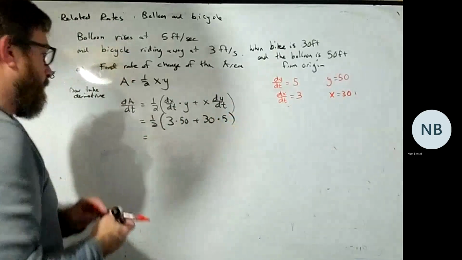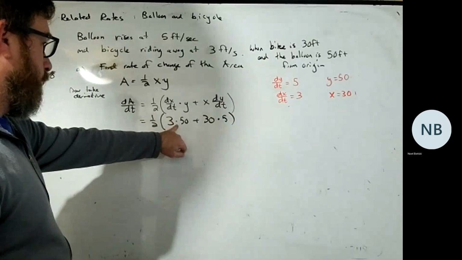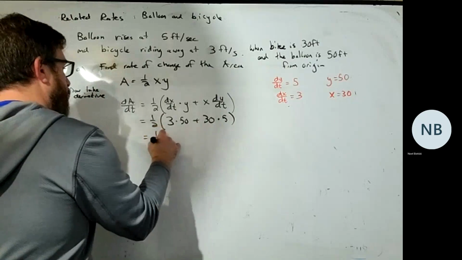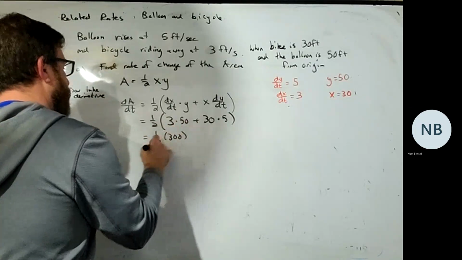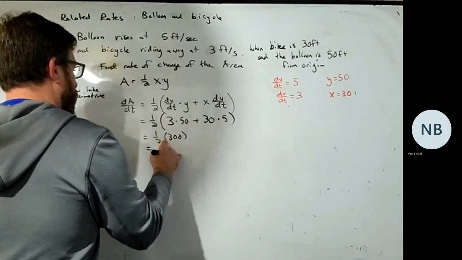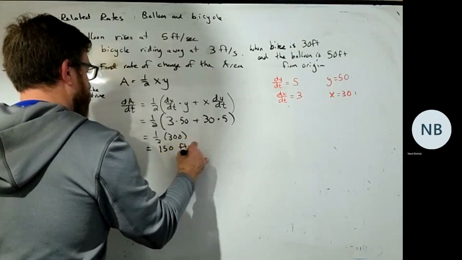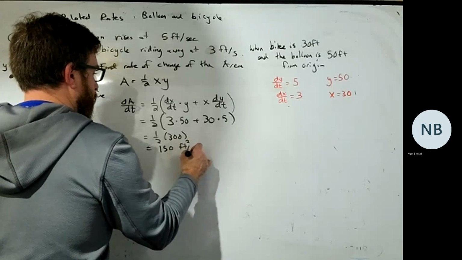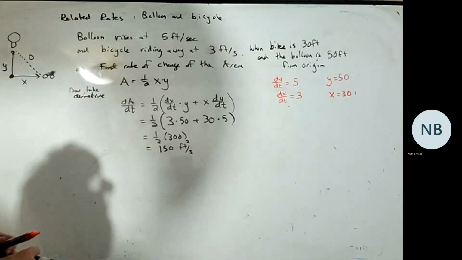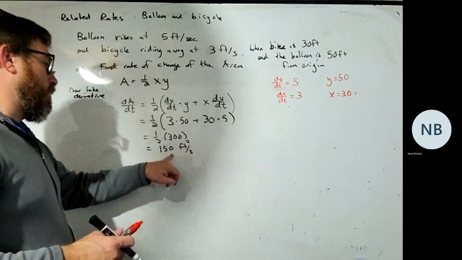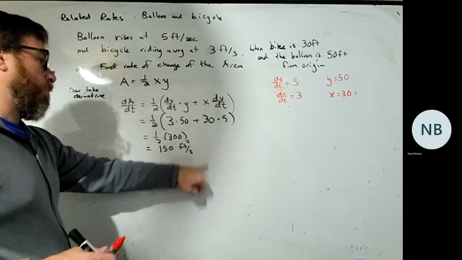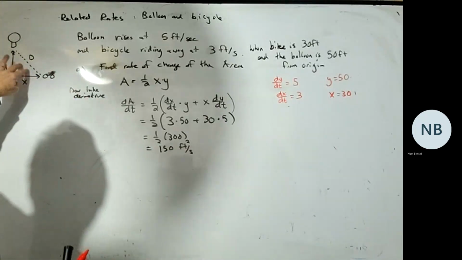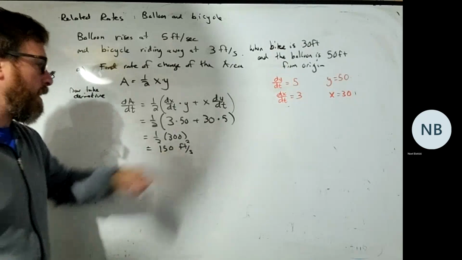So 300, half of 300 is going to be 150. So this is going to be equal to 150, and this is going to be feet per second. Actually, it's feet squared per second, because it's an area. Not really super concerned about units in a calculus class, and more care about it in a physics class. But the reason why I know that this is going to be an area is because area is 2-dimensional.